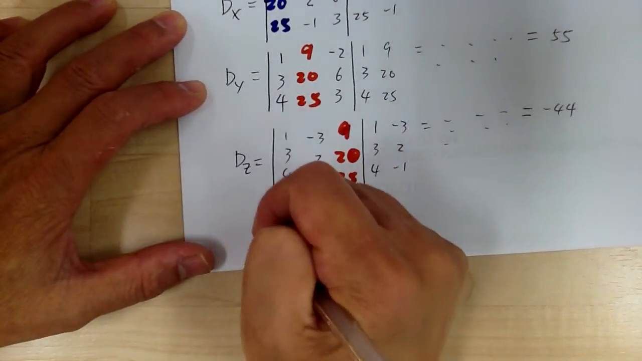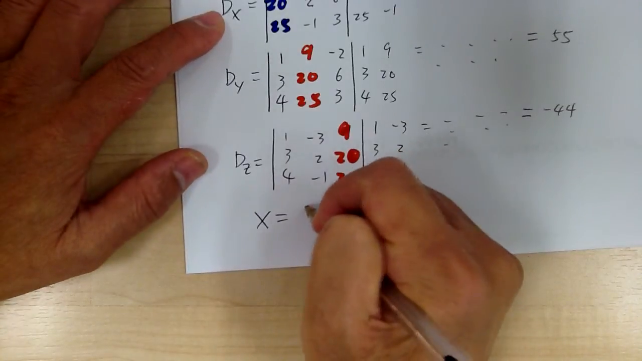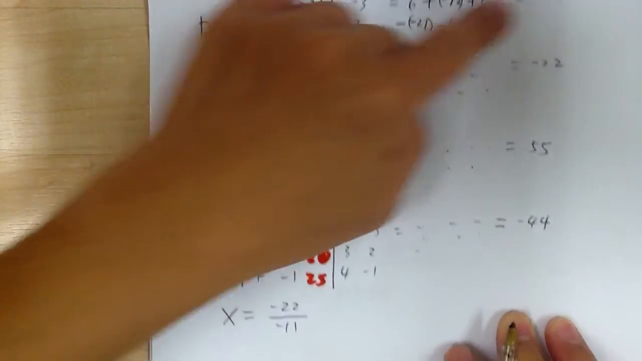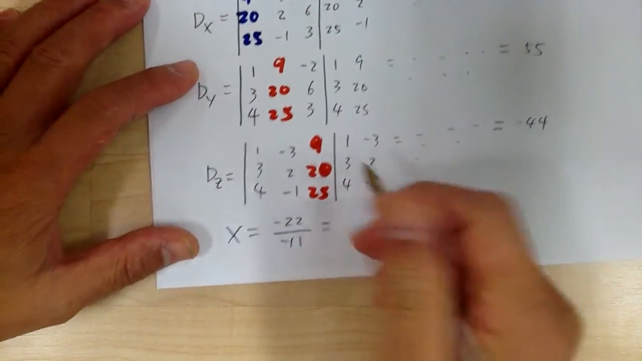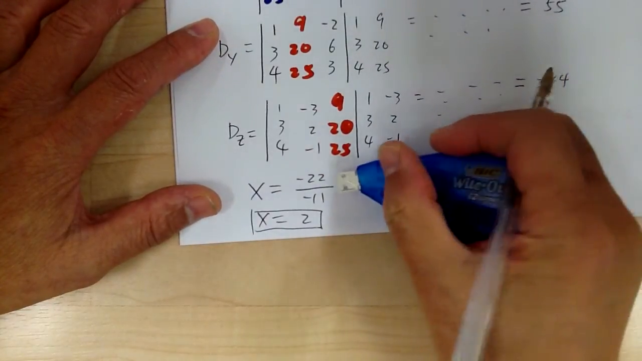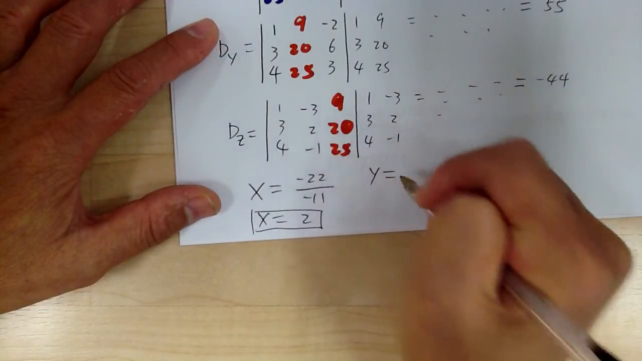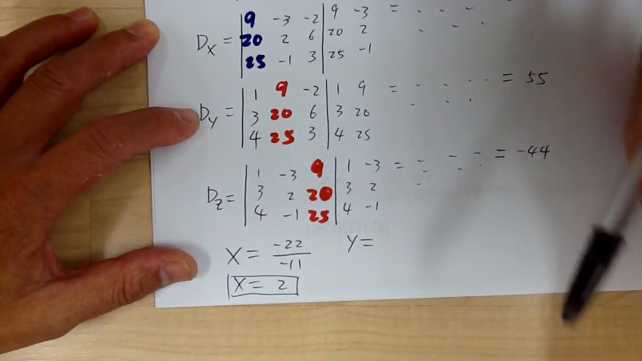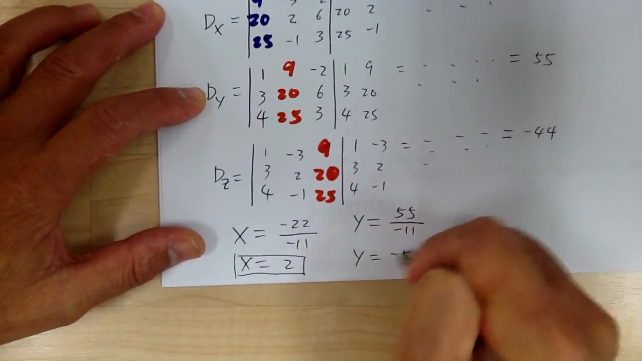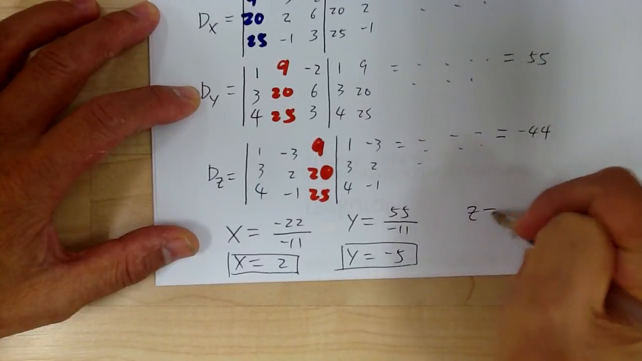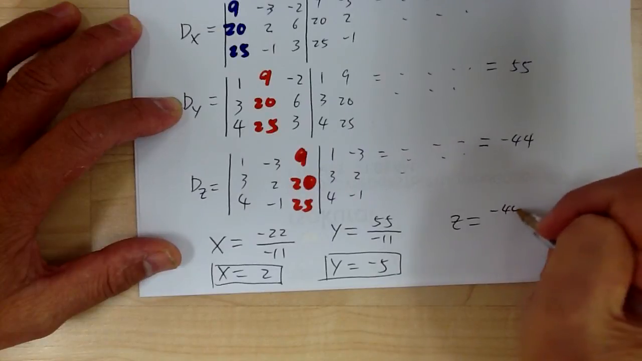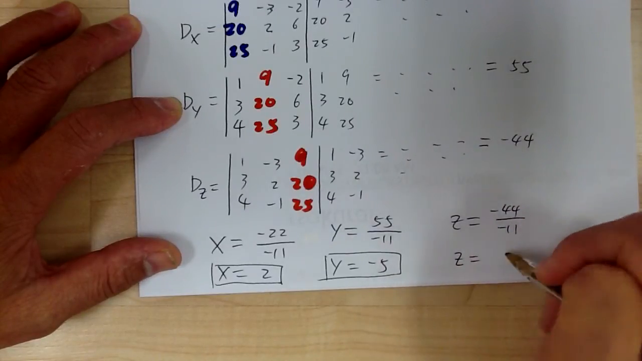So now to figure out your x: x equals d of x over d. So x will equal 2. Okay? Then let's do y. So y equals d of y over d, so equal to 55 over negative 11. So y equals negative 5. Okay? And z equals d of z over d, so equal to negative 44 over negative 11. So z equals 4.